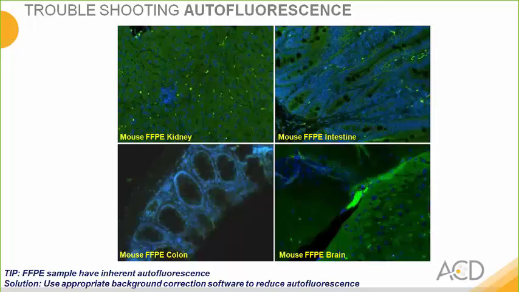One of the main issues that we see with the multiplex fluorescent assay is autofluorescence. With FFPE samples, they do have an inherent autofluorescence, and so it may be difficult to determine where is true signal versus the autofluorescence. The quickest solution is to use the appropriate background correction software to help reduce the autofluorescence, as this would help to reduce the non-specific staining and help to increase the threshold of your signal.